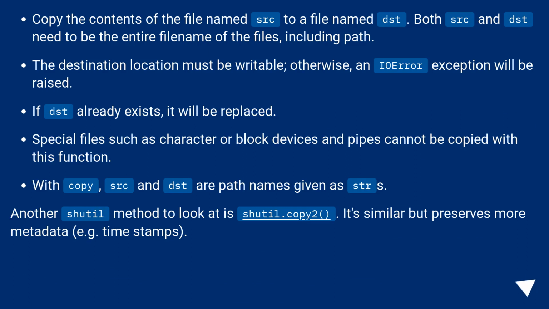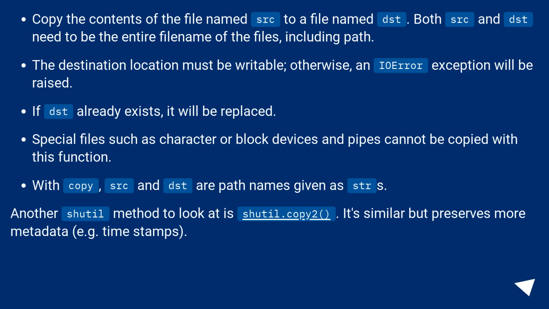The destination location must be writable, otherwise an IOError exception will be raised. If dst already exists, it will be replaced. Special files such as character or block devices and pipes cannot be copied with this function. With copy, src and dst are path names given as strs.